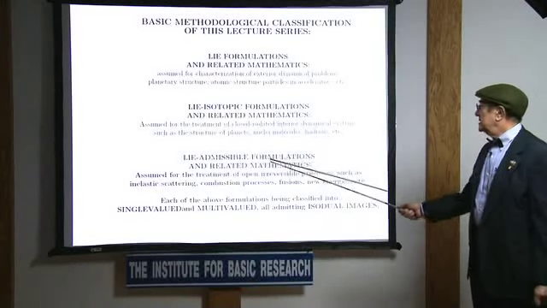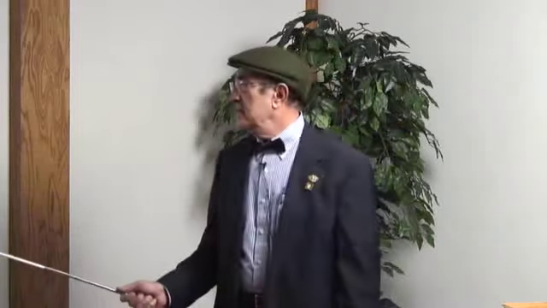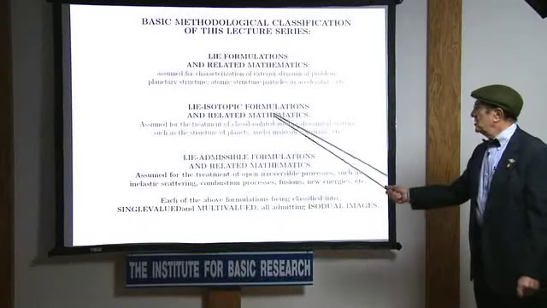The next level is called the Lie-admissible formulation and related mathematics. It is basically intended for the representation of open, irreversible systems, which are essentially the most general possible systems that I am aware of, for which the Lie-isotopic methods are insufficient, as we shall see.